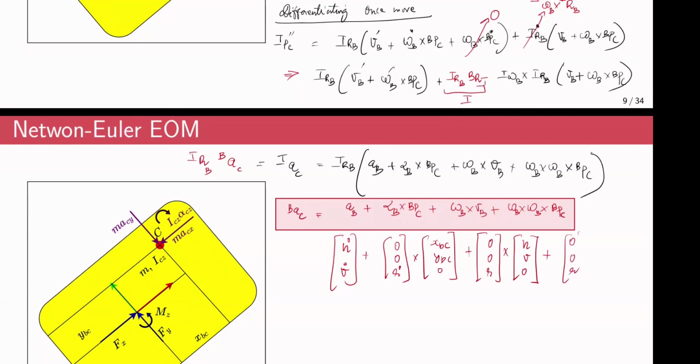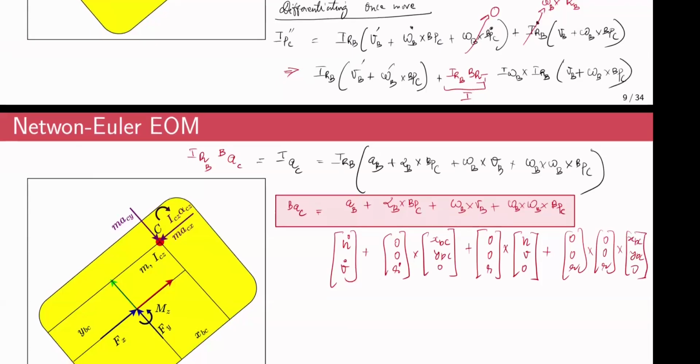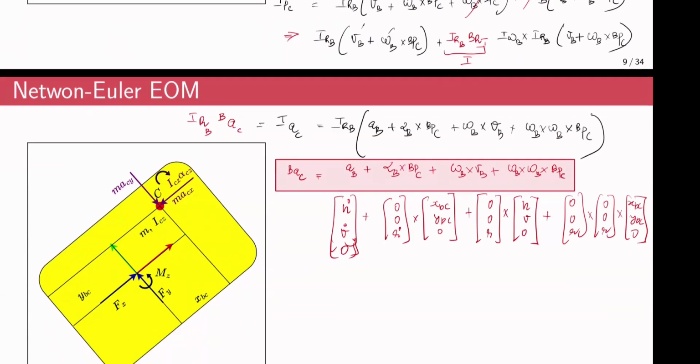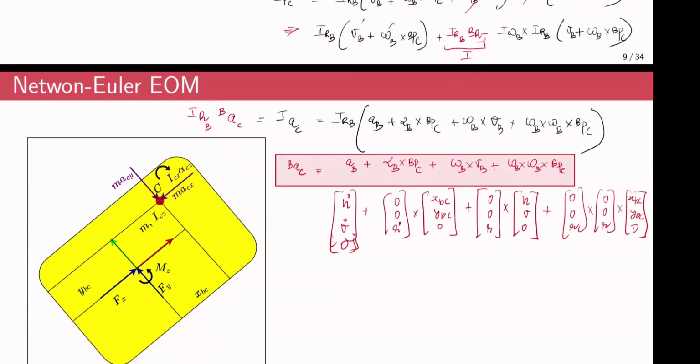So that is nothing but 0, 0, r cross 0, 0, r cross x_BC, y_BC, 0. You can consider the z linear component to be 0 because it's a planar mechanism. So what are these terms? We will expand one or two of these terms just to be more clear.